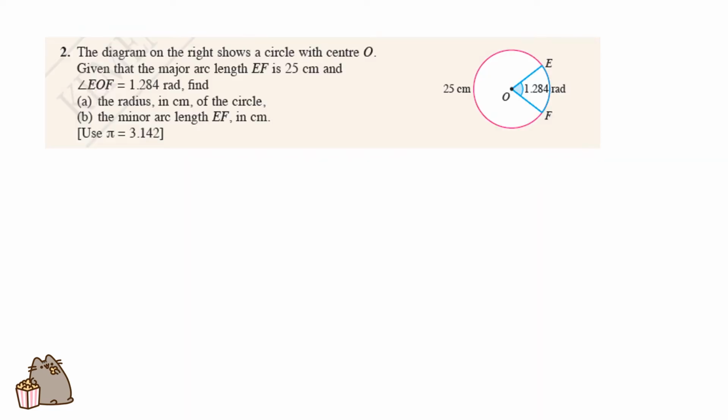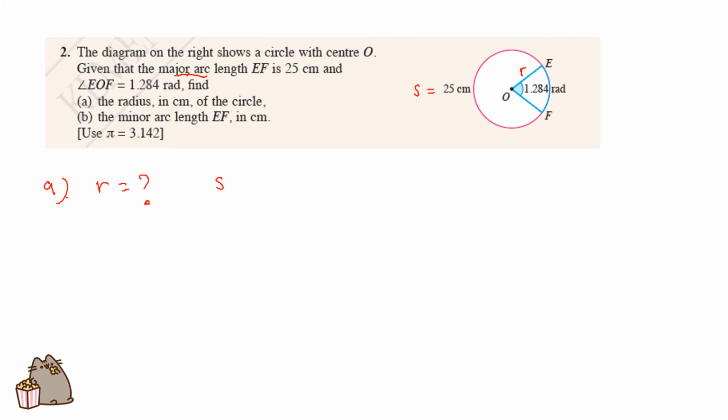So we continue with question number 2. You are given the diagram here. The diagram on the right shows a circle with center O. Given that this is the major arc length EF. Major is from E to F, the longer path. So our S is 25. And the angle given here is different, 1.284. We are asked to find a, which is the radius of the circle. So the radius I label here, which is r. So for question number 2a, we are asked to find the radius.